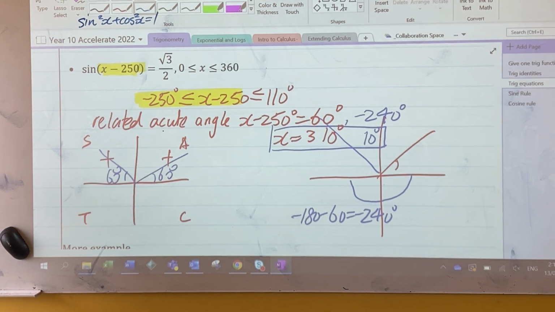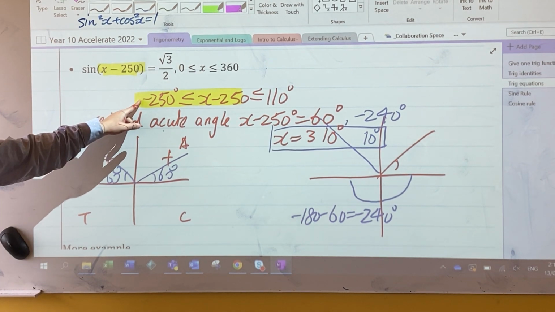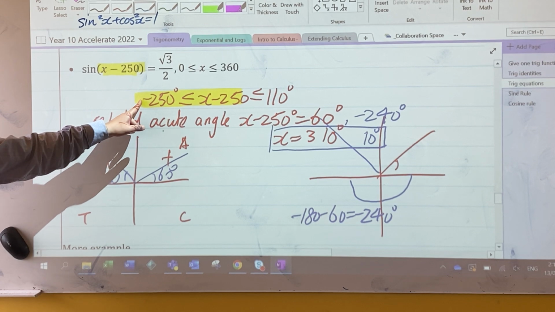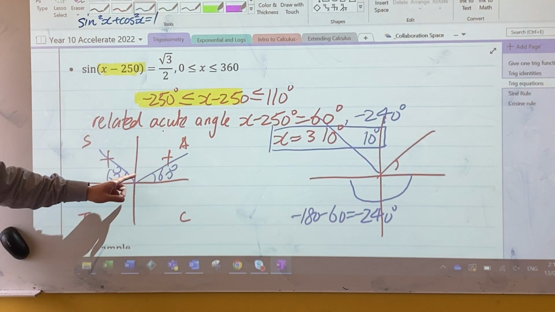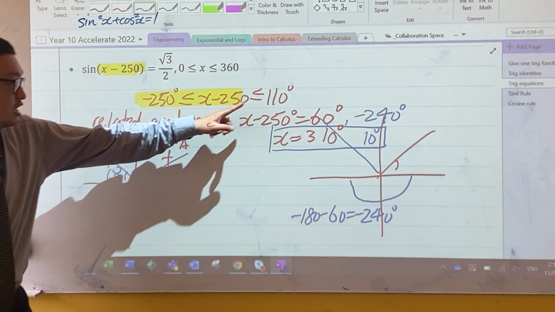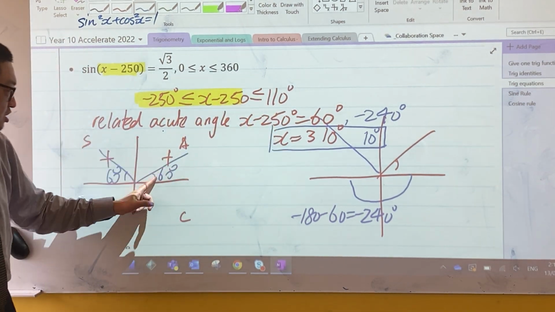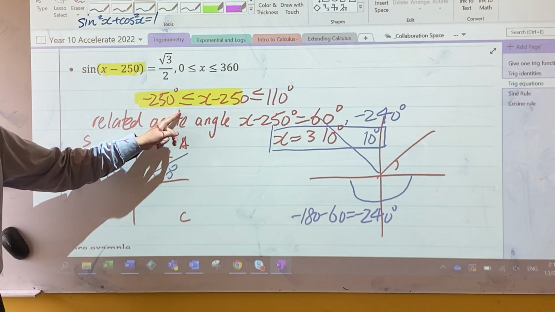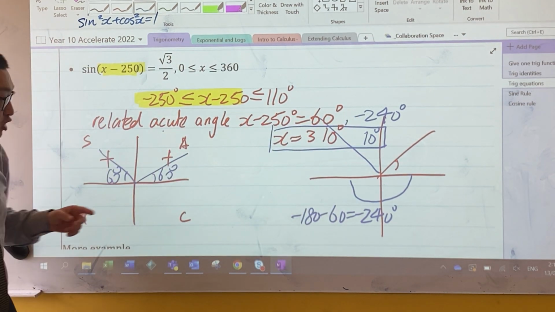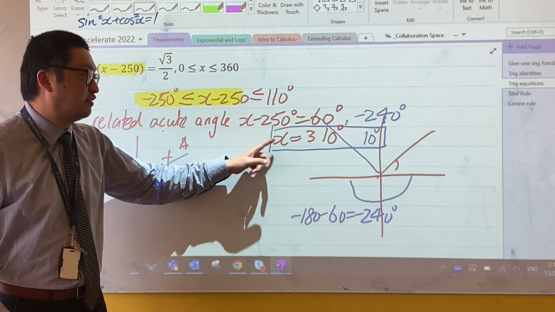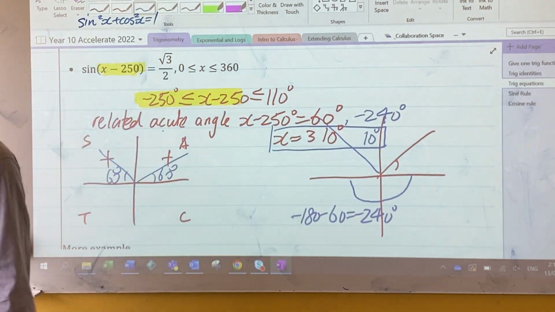Okay, before we finish, in conclusion, change to the new domain first and look at, in the new domain, what are the reference angles? 60 degrees. You do this part first, 60. And do this part, minus 240. Then you go back to solve that, plus 250, plus 250, then you're done.